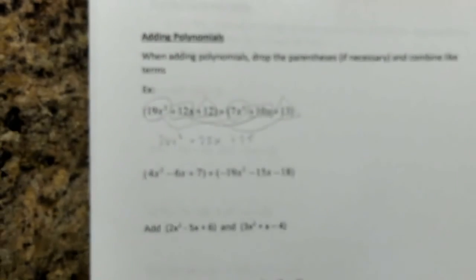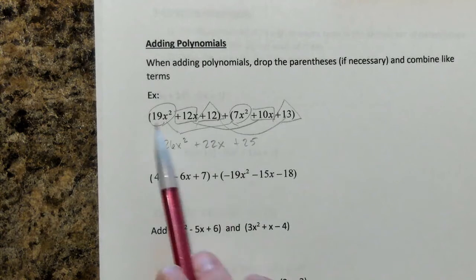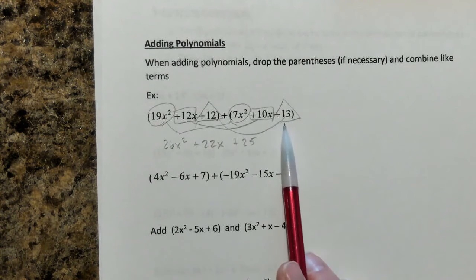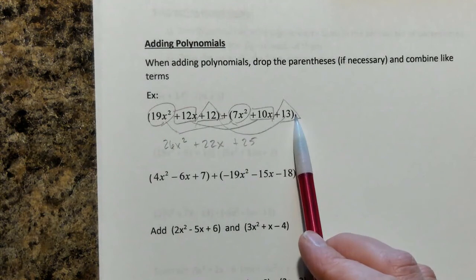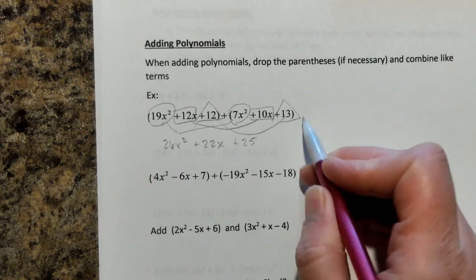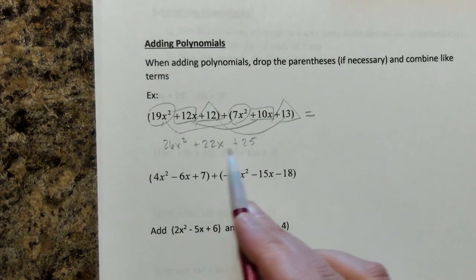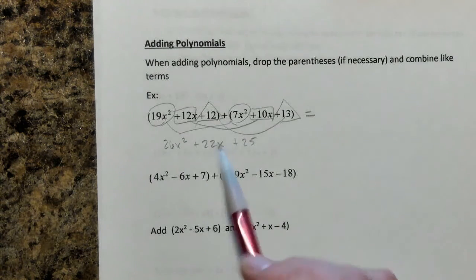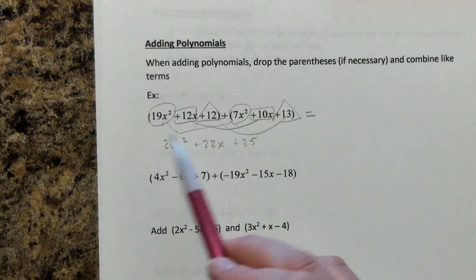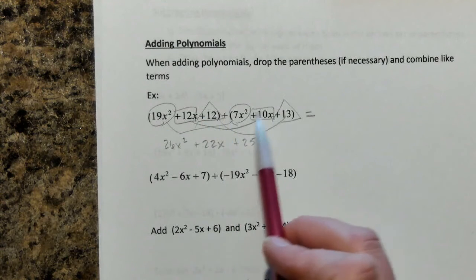This set's not too bad because they're all positives. We don't have to deal with any integers as far as positives and negatives go. But this expression here is completely equal to this expression. This is just simplified. So again, your prompt could be simplify, or it could be add, or it could be find the sum of this polynomial and this polynomial.